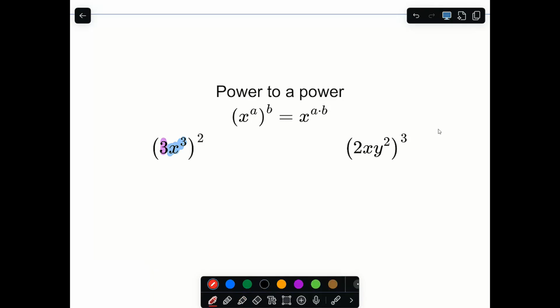This x to the second power is going to go to both the 3 and the x. So I'm going to get 3 to the 2nd power. And then I'm going to get x to the 3 times 2. We have to make sure we simplify 3 to the 2nd power, 3 squared, is equal to 9. And then I'm going to get x to the 3 times 2, which is 6.